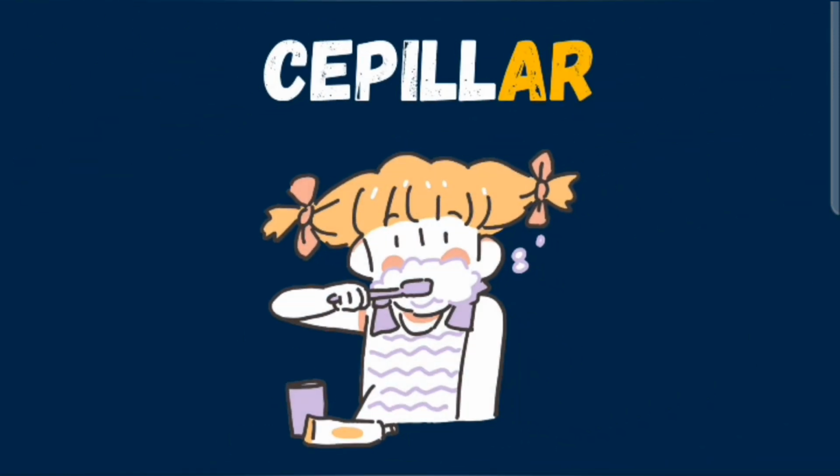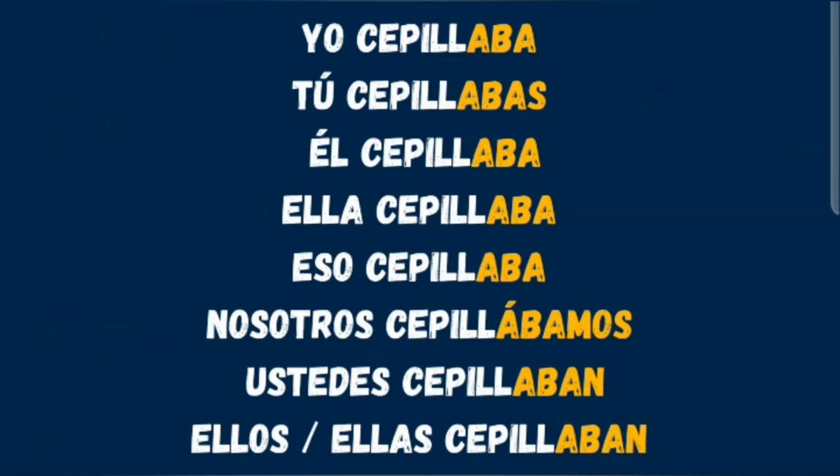Now the next verb we have is to brush. To brush means cepillar in Spanish. Let's see how you have to conjugate this verb in the imperfect past.